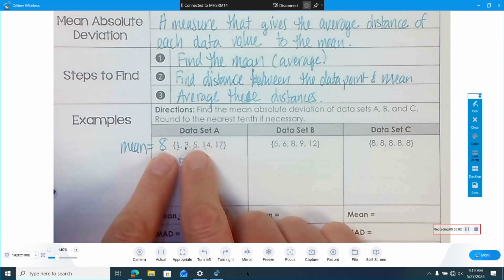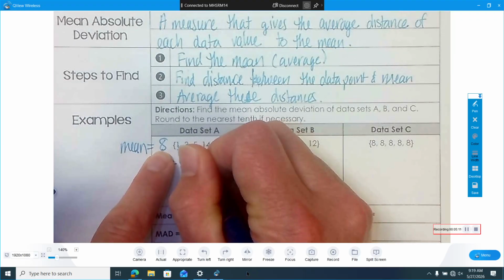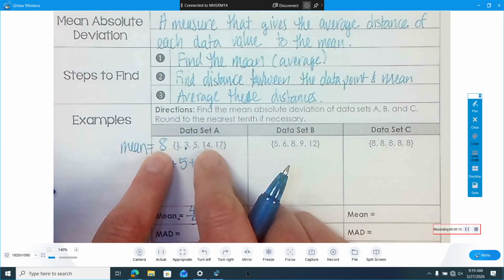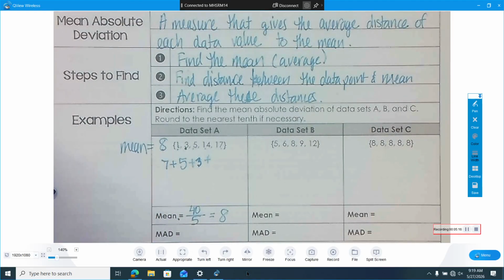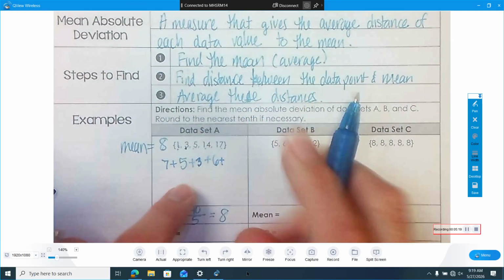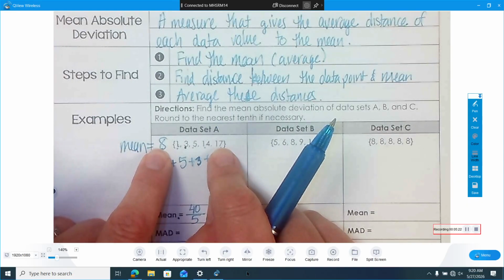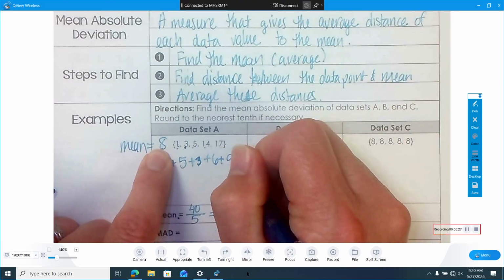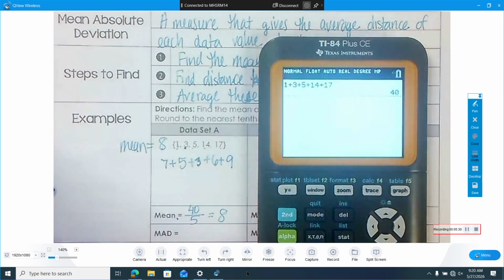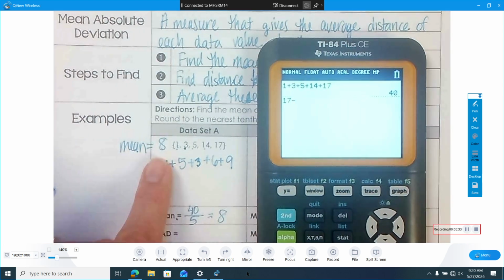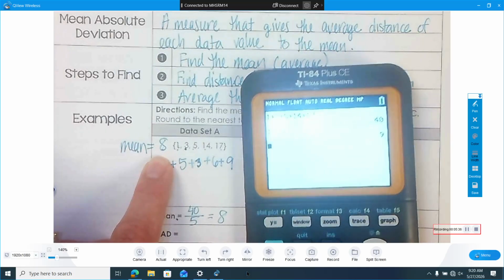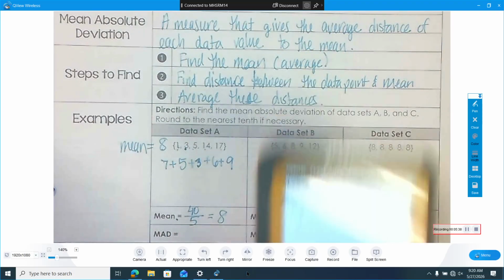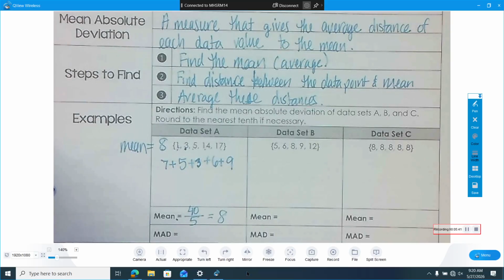All right, my third data point. What's the distance between 8 and 5? 3. Okay, 8 minus 5 is 3. All right, 8 and 14. What's the distance between 8 and 14? 6. All right, and then 8 and 17. What's the distance between 8 and 17? 9. How did you get 9? You just subtract 17 minus 8. So when we find the distances, we're really just subtracting our value, our data point, and the mean.